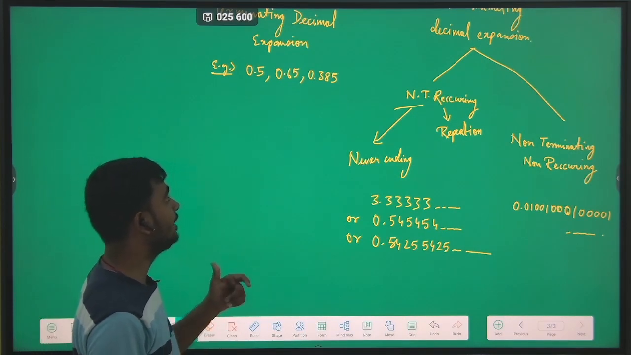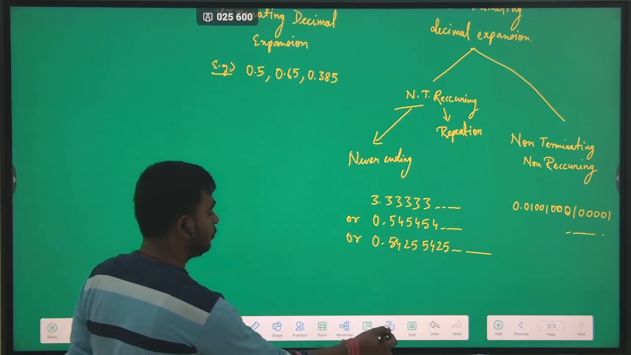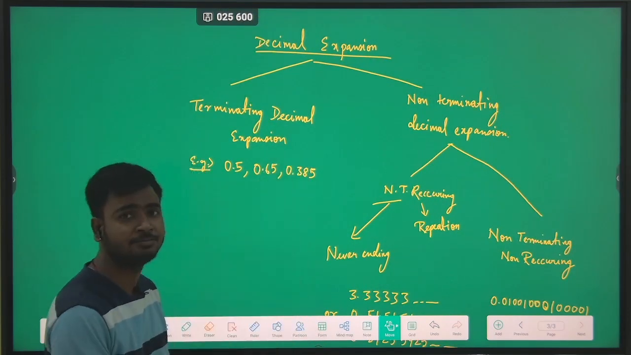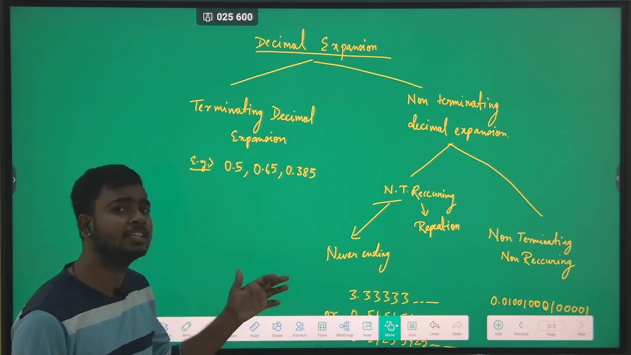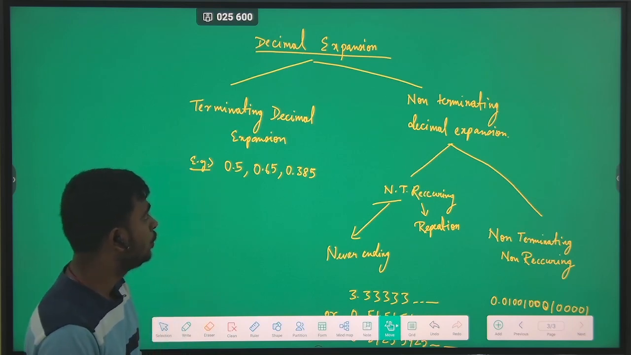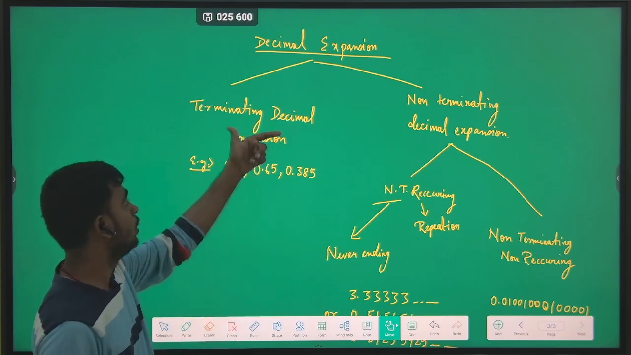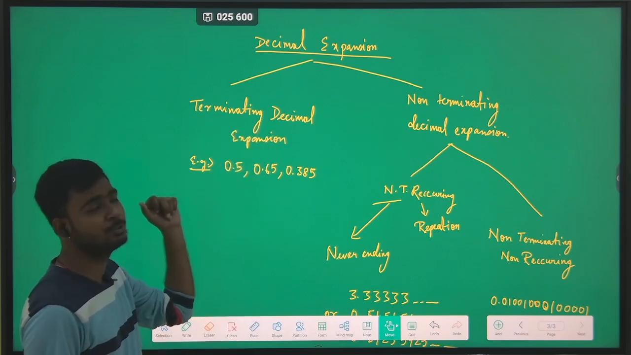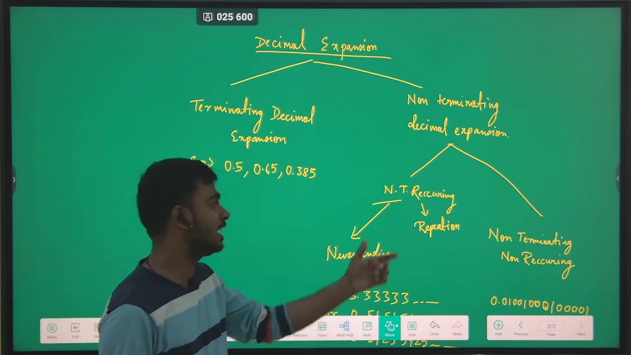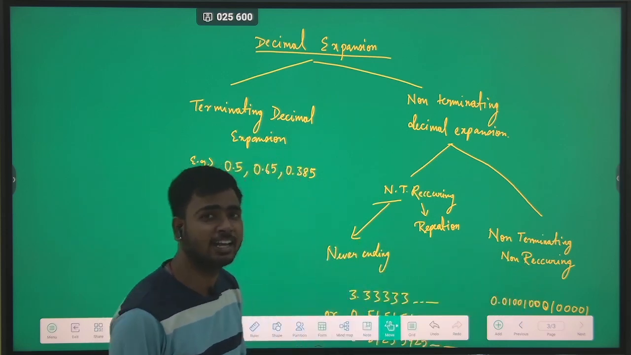Now we will find out which one is a rational number. We have got decimal expansion. We know that the rational numbers can be expressed in the form of decimals also. So we will find out which decimal expansion is a rational number. We will find out whether a terminating decimal expansion is a rational number or not, whether a non-terminating recurring decimal expansion is a rational number or not, and whether a non-terminating non-recurring decimal expansion is a rational number or not.